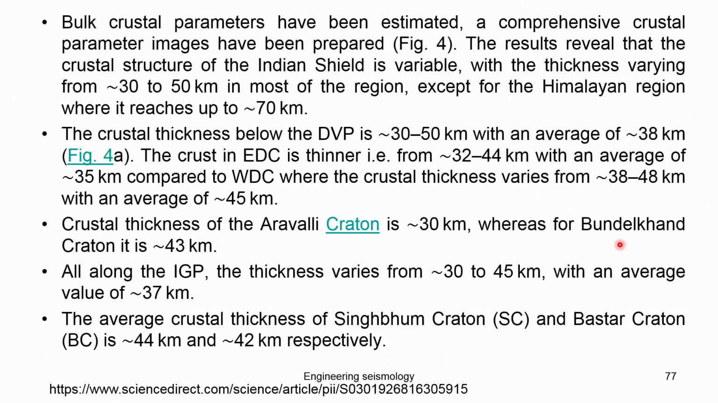The crustal thickness below the DVP was about 30 to 40 kilometers, an average of 38 kilometers. The crust below the DCE is thinner, 30 to 40 kilometers with an average of 35 kilometers. For the western Dharwad craton and eastern Dharwad craton, the crustal thickness varies from 30 to 48, with an average of 45. The crustal thickness of the Aravalli craton is 30 kilometers, whereas the Bundelkhand craton is 43. All along the IGP, the Indo-Gangetic Basin, it varies from 30 to 45 kilometers with an average of 37. The average crustal thickness of the Singhbhum craton and the Bastar craton is 44 and 42 respectively.